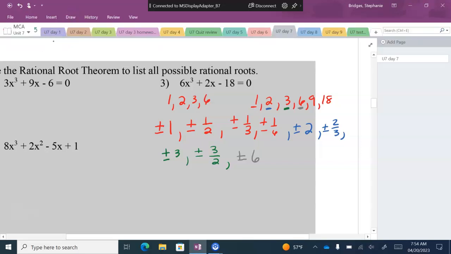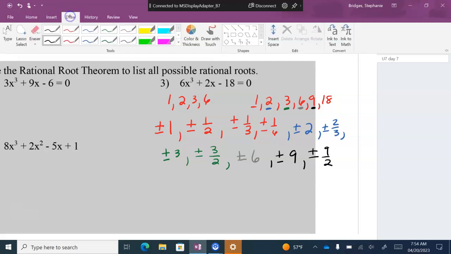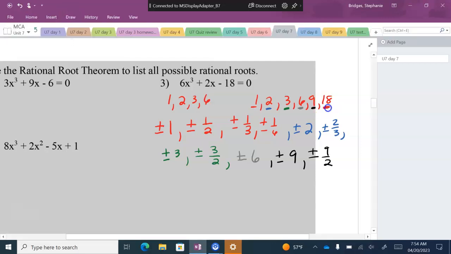All right, then we'll go to the 9. So we're going to do plus or minus 9 over 1. Then plus or minus 9 over 2, which doesn't reduce and I don't have. 9 over 3 reduces to be 3, which I have. And 9 over 6 reduces to be 3 over 2, which I also already have. And so then I move back to the 18, okay?